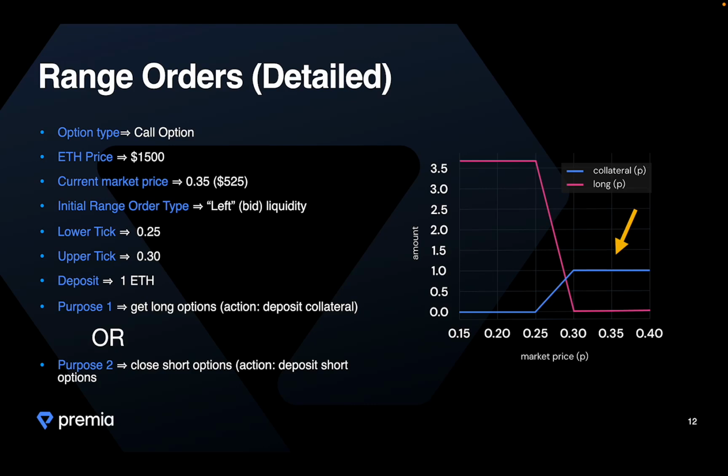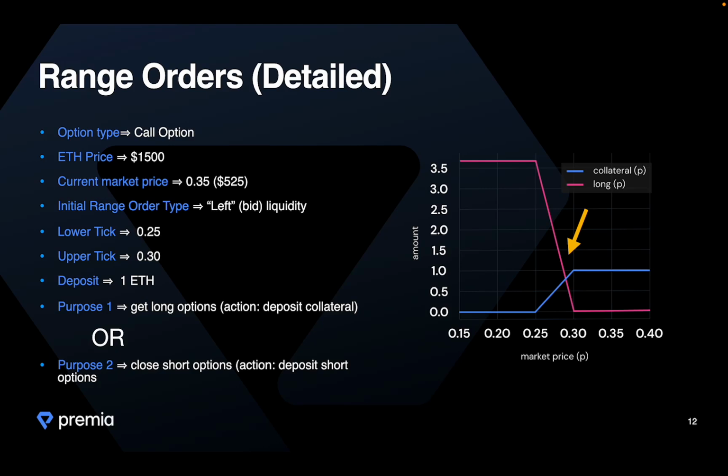So we can traverse through this range order. We're going to go from right to left. Imagine the price is at 0.35, which is our starting point. You can see that our collateral, which is in blue, is our initial deposit amount, which is 1 ETH. The long position that we have is 0, so we have not established any position yet. As price starts to go down, and let's say it's somewhere in the middle of our range, you notice that the call options start to increase, right? The amount that we acquire starts to go up as the amount of collateral starts to go down.